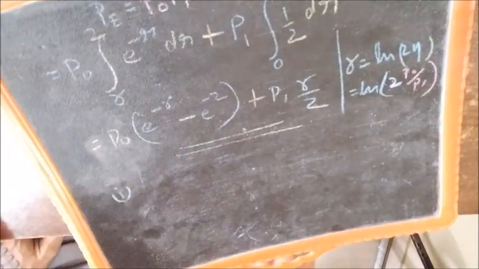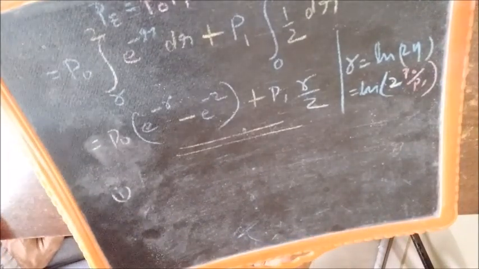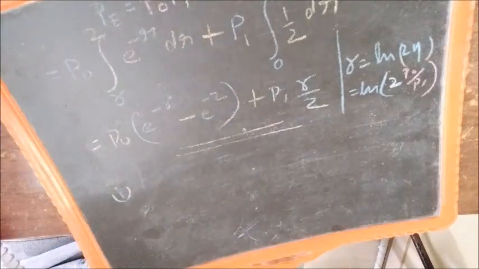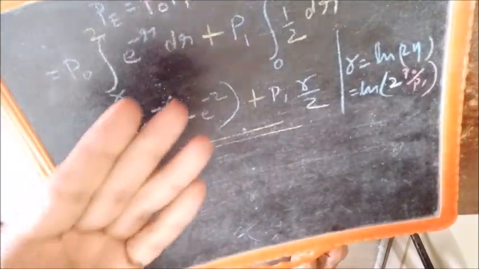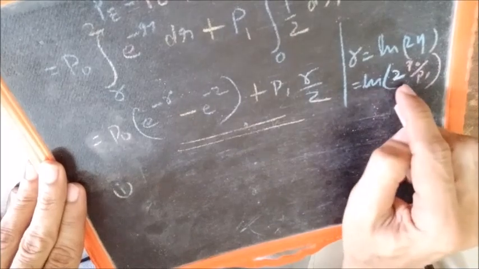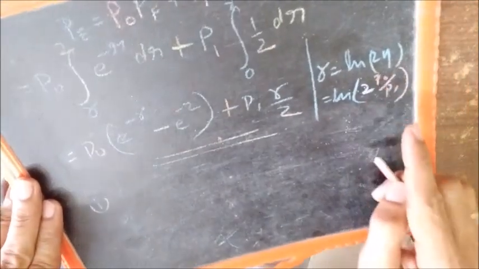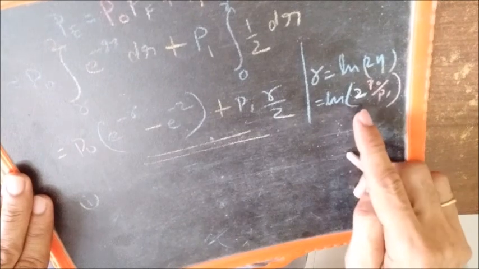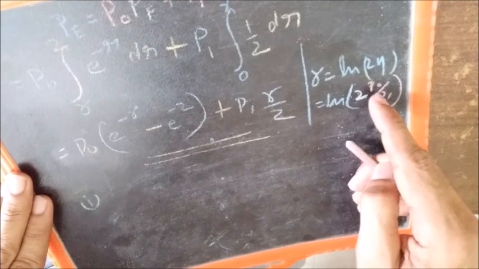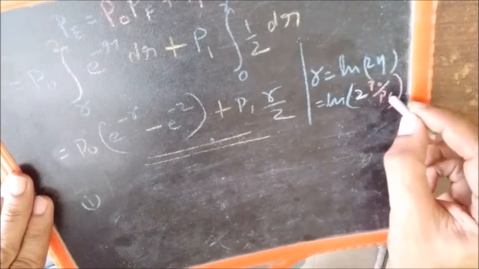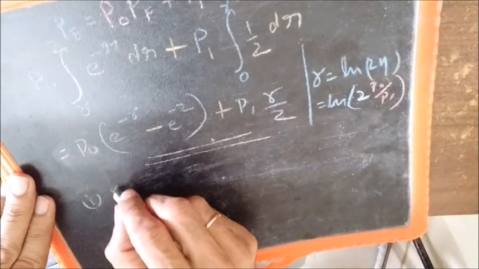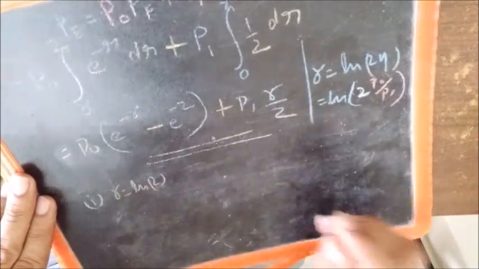For case 1, P0 was given to be 1 by 2. When P0 is 1 by 2, P1 will also be 1 by 2, so eta will be 1. So this will be ln 2, and gamma will be ln 2.